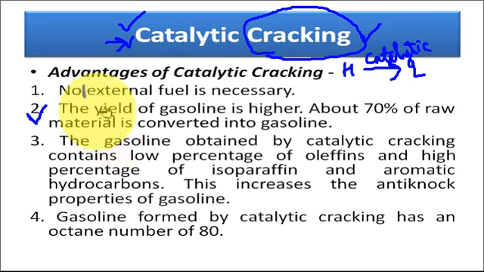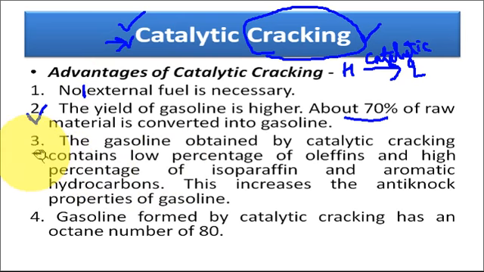Second main advantage is that the yield of gasoline in catalytic cracking is on the higher side. It's about 70% of the raw material converted. That means in this process 70% of the heavy oil is converted into gasoline. So the yield of catalytic cracking is high.